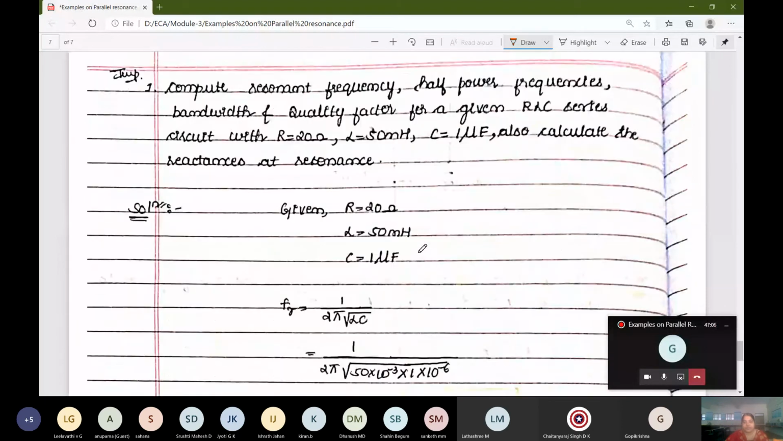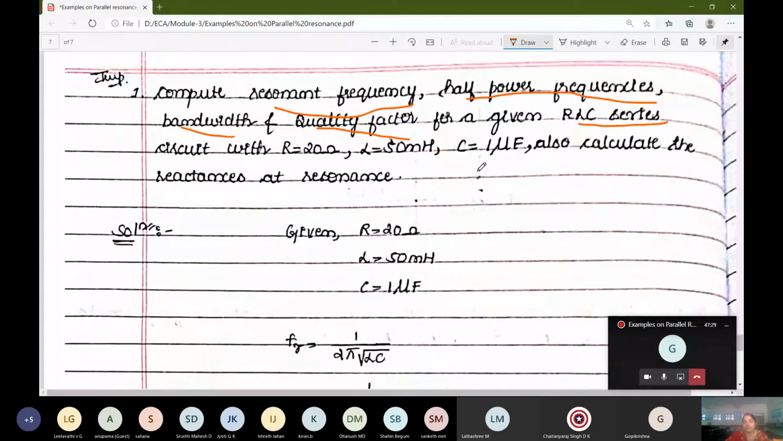Next, one more example we'll see. Compute resonant frequency, that is FR. Next is half power frequencies, that is F1 and F2. Okay, bandwidth BW, quality factor Q for a given RLC series circuit. See, this is series, you have to see what they have asked. Just don't go blindly. It is given an RLC series circuit with R, L and C. All the three they have given. Also calculate reactances at resonance. Reactances at resonance means you have to find out XL and XC.